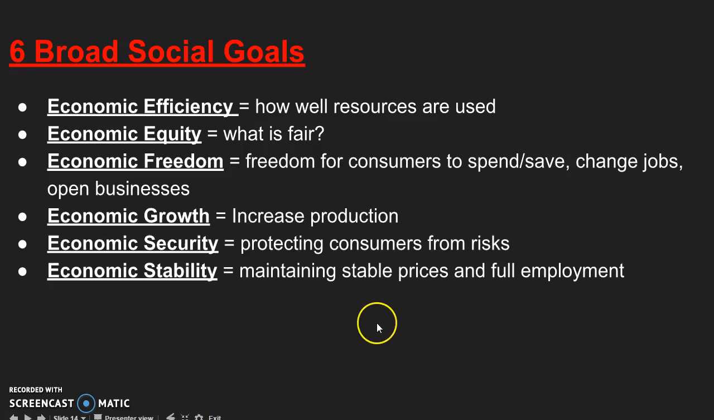All right, I do want to just quickly run through the 6 broad social goals. Economic efficiency, remember, and these are goals that all societies want to meet. But remember, you can't meet all of them at the same time. You constantly have to make decisions and prioritize.